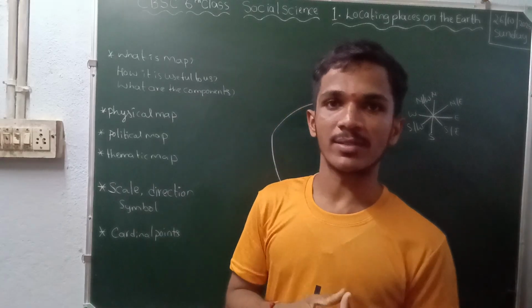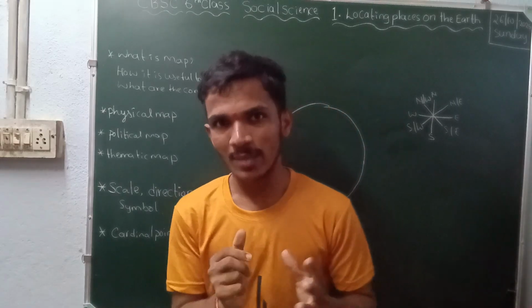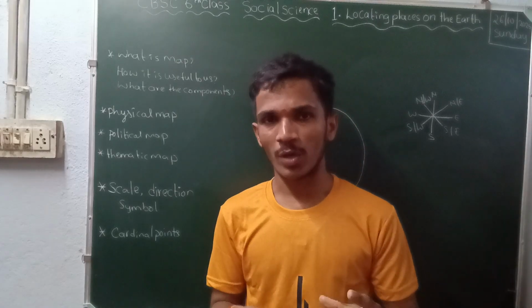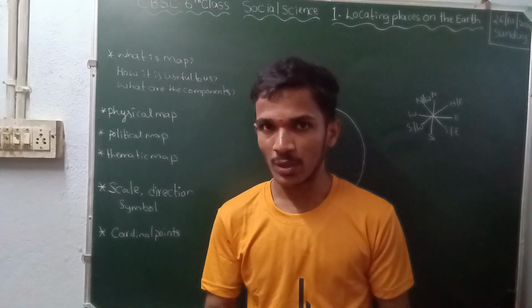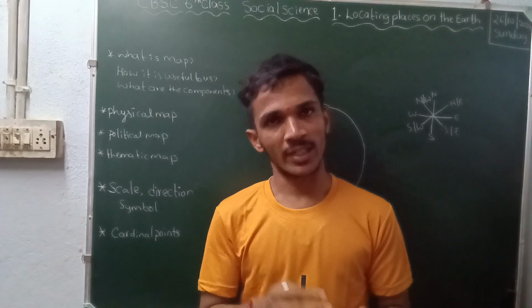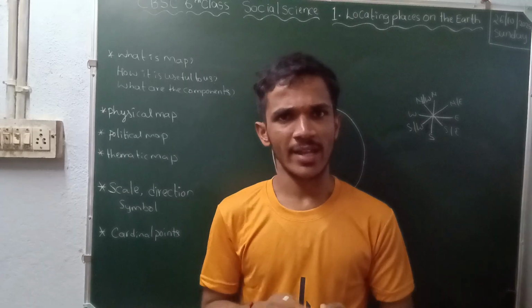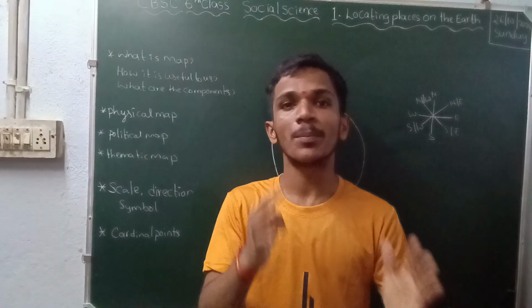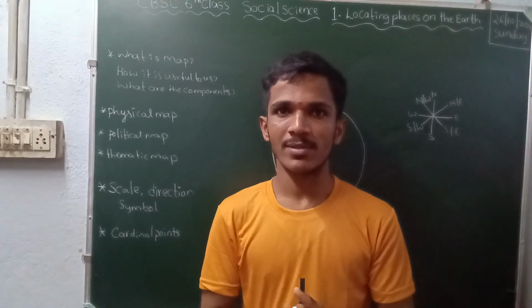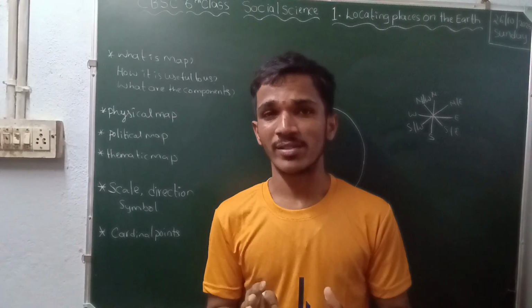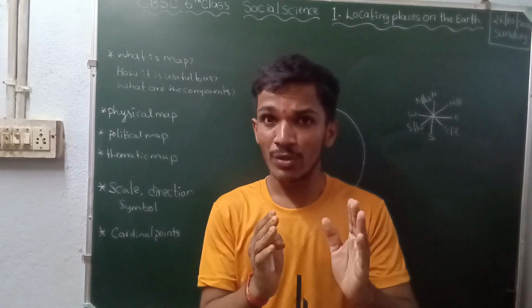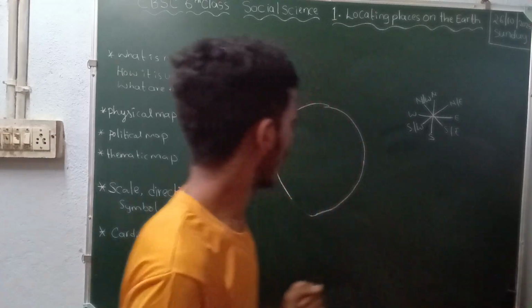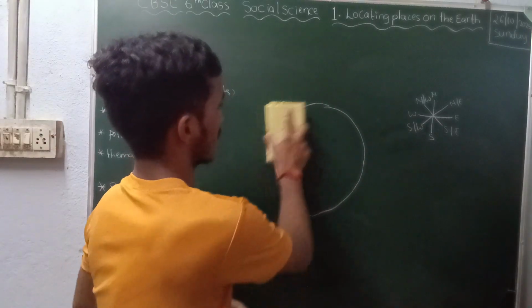Now, what are symbols? While drawing the map, there are specific locations like hospital, temple, school, etc. We cannot draw every location exactly on the paper. So for that purpose, we use some specific symbols. For example, for a railway station we use a specific symbol.